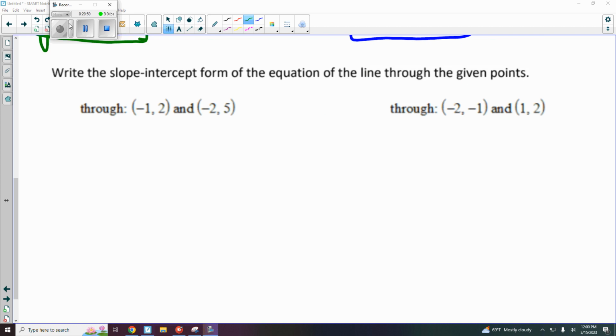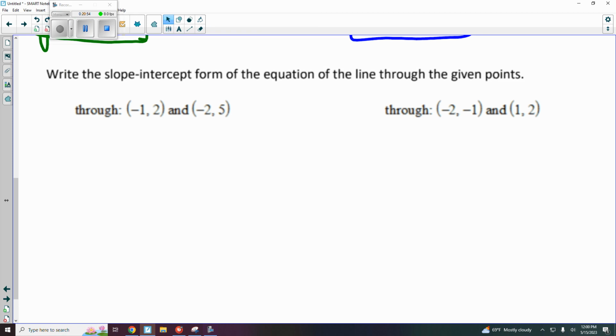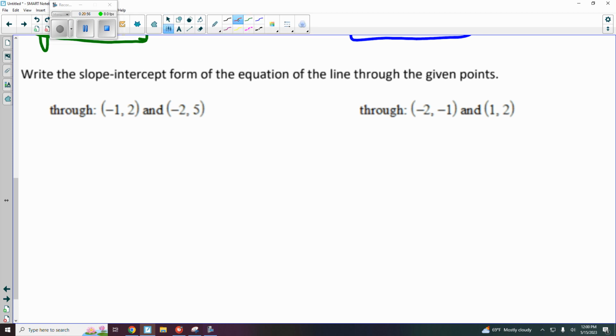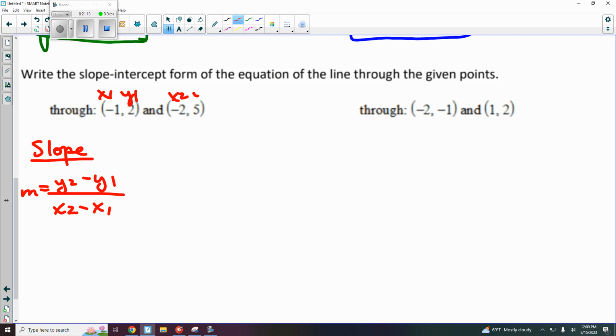Alright, for this next part where we write the slope-intercept form given 2 points, the first thing we still do is find slope, but this time we have to use the slope formula to find the slope. So it's going to be your m equals y2 minus y1 over x2 minus x1. And then your ordered pairs are x1, y1 for your first ordered pair, and then x2, y2 for your second ordered pair.